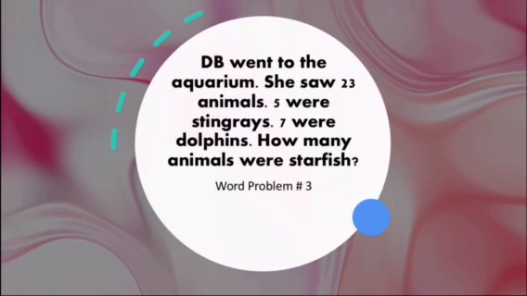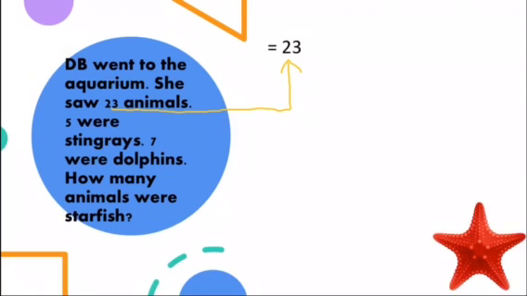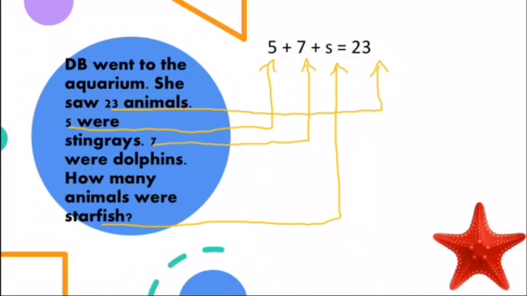Our third word problem is this. DB went to the aquarium. She saw 23 animals. 5 were stingrays, 7 were dolphins. How many animals were starfish? To solve this, we need to identify what we know. And what we know is that 23 is on the right side of the equation because in total, DB saw 23 animals. Our full equation looks like 5 plus 7 plus s equals 23. S represents the number of starfish DB saw.